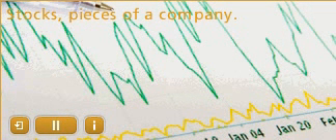Stock prices fluctuate from day to day. Your job as a stock trader is to determine which direction you believe the stock price is going to move and place your trades accordingly.